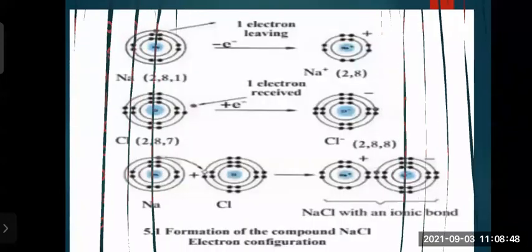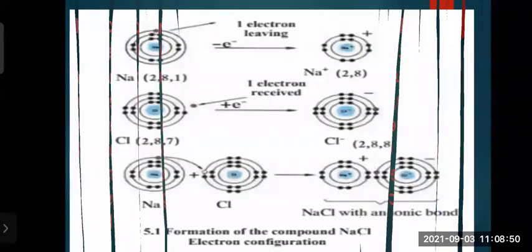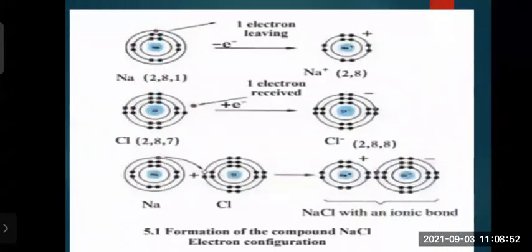We are on the same page for this part only. The figure is taken from your textbook, because if you study through this, you will find it easy when you go to the textbook. It is given on page number 59, figure 5.1. What is the title given for figure 5.1? Formation of the compound NaCl.